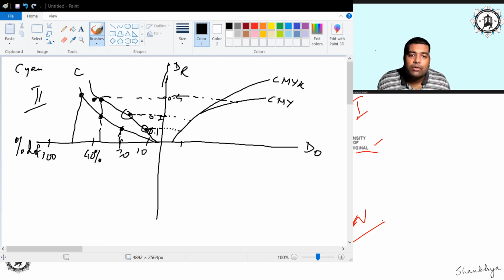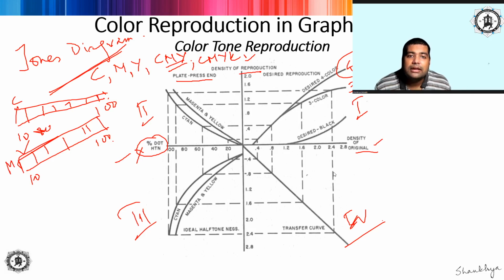So coming back to our original discussion, the data about the third quadrant that we want to prepare, right? So what is there in the third quadrant? Let me just remove this, then I will continue my discussion. The third quadrant data is used to generate the characteristics of the ideal half-tone separation negative that will be needed to make in order to get the desired reproduction plotted in quadrant 1.